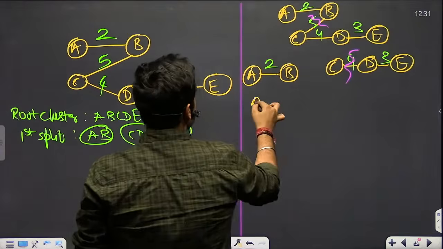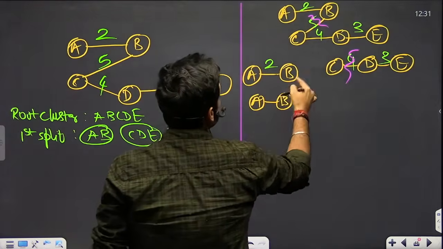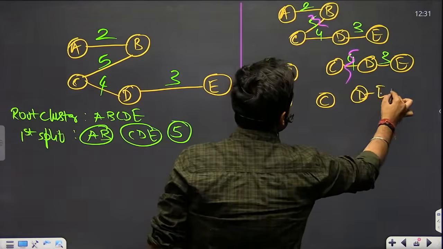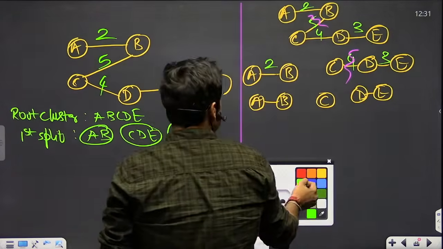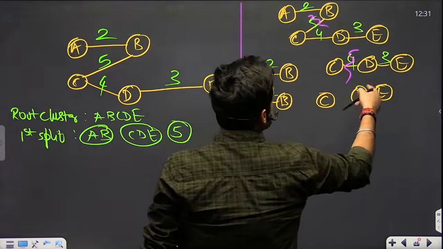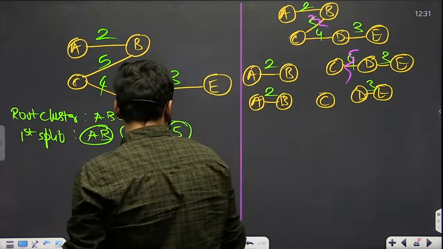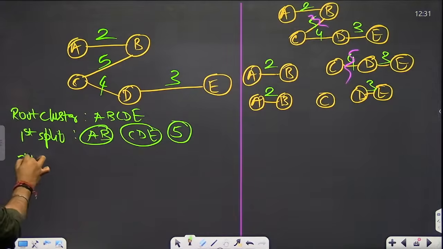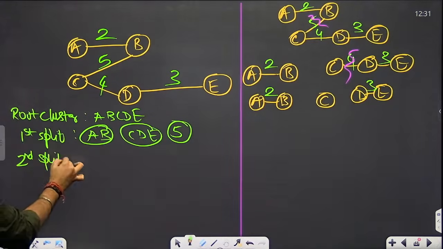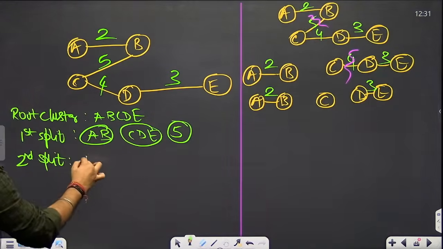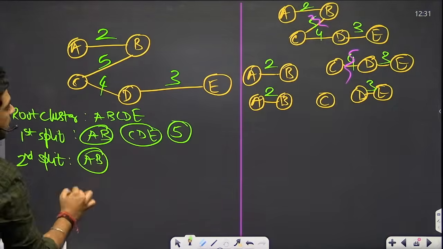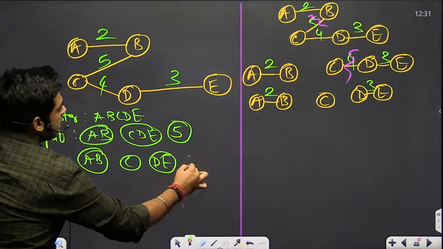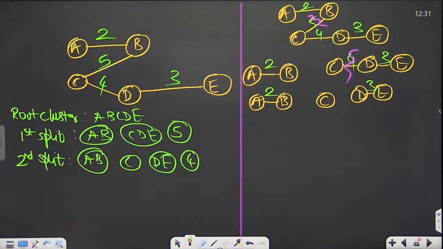So I would have A to B, which is 2. Then I have C different, and D and E are connected. So now what is the second split? I have AB connected, C different, and DE connected, and the second split is done at a cost of 4.